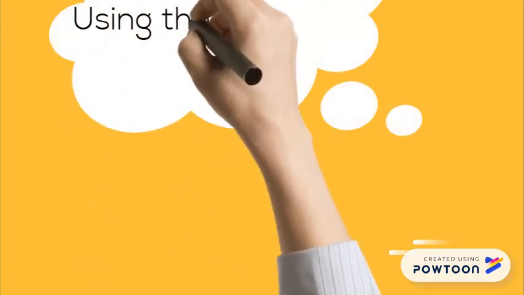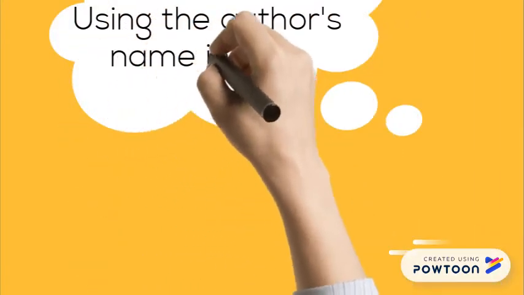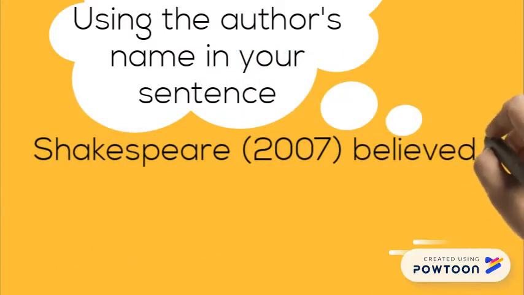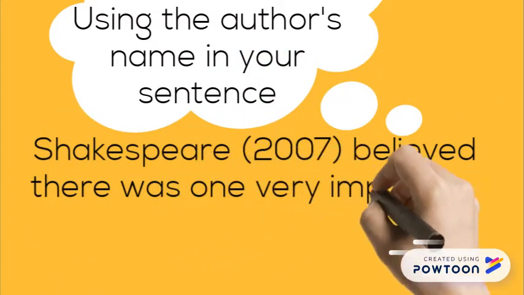The only time you don't need to use both the surname and date in brackets is when you're mentioning the author as part of your sentence. You don't need to repeat the name in the brackets, as can be seen here.